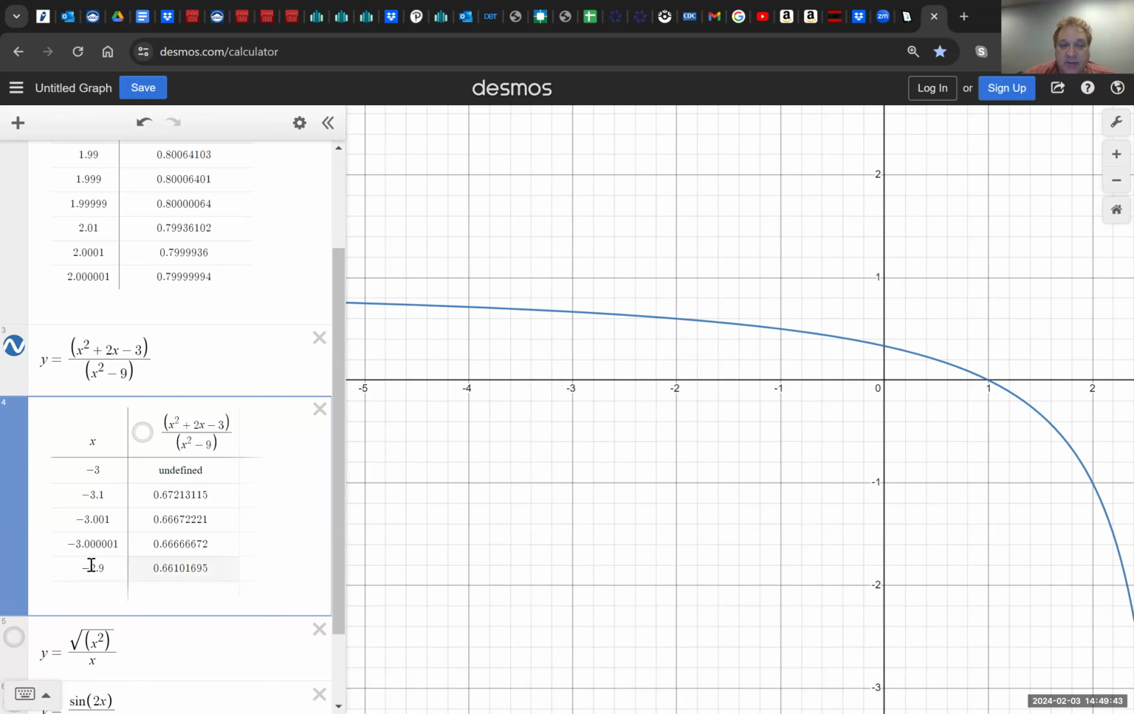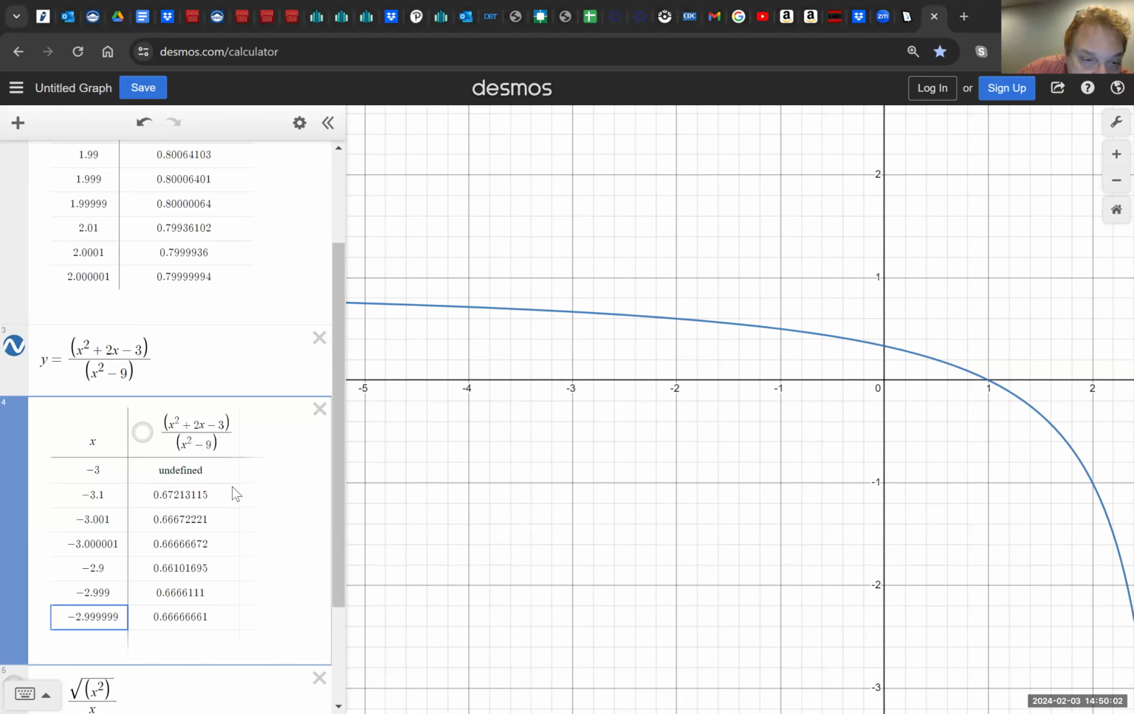Or, we want maybe closer, -2.999, etc. Getting closer and closer and closer to -3. All right, so what is the pattern here? Okay, here's 0.666666672. That's when x is just slightly smaller than -3. Here's when x is slightly larger than -3, 0.6666661. So it looks like 0.6666666 might be the target answer for y.